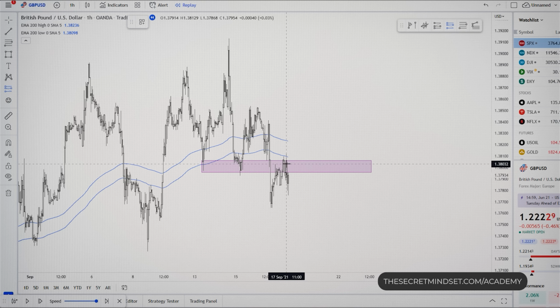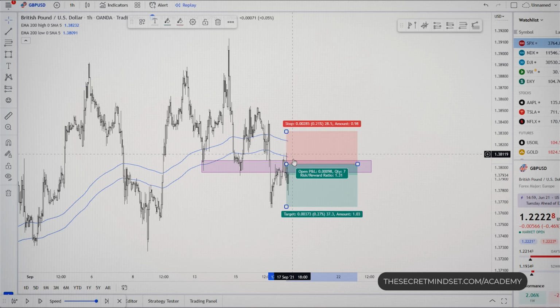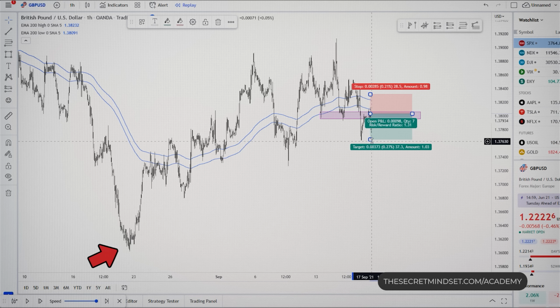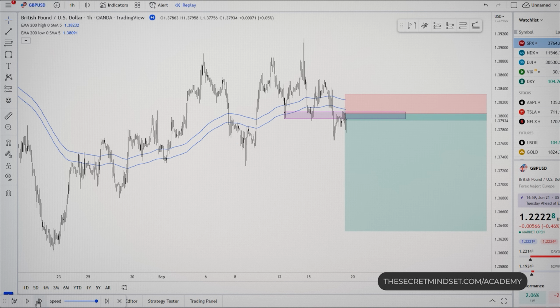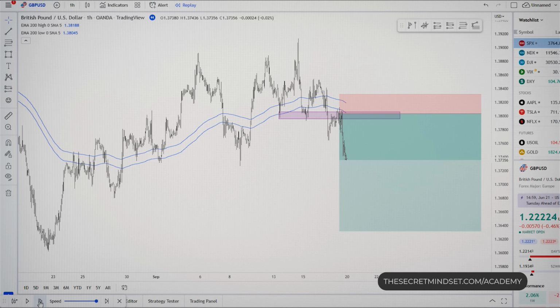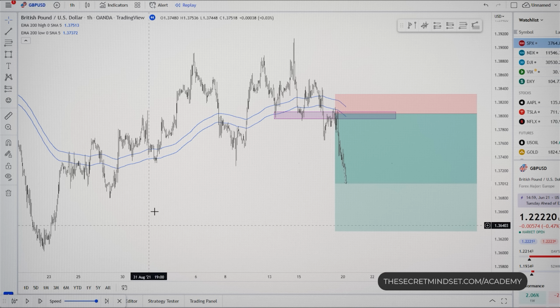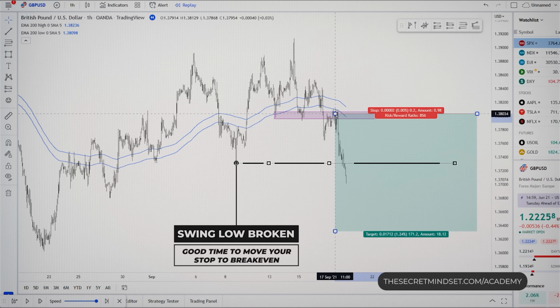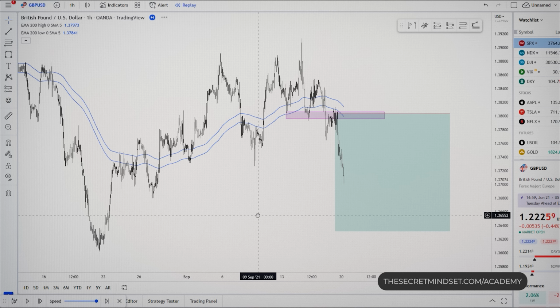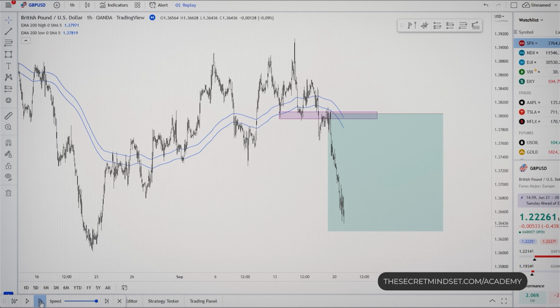Stop loss is placed above the 200 EMA channel. And let's target this swing low, a bigger price move. We'll monitor each swing low in the price structure. Okay, we broke this swing low. I'll move my stop to break even, and now we removed the risk from the trade.